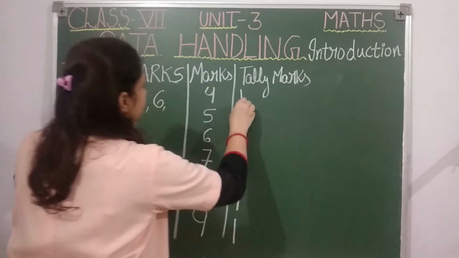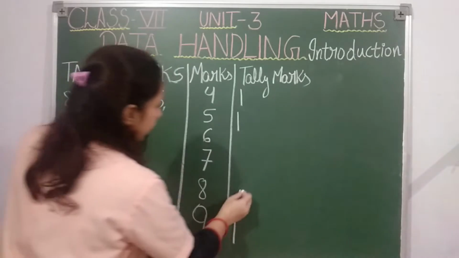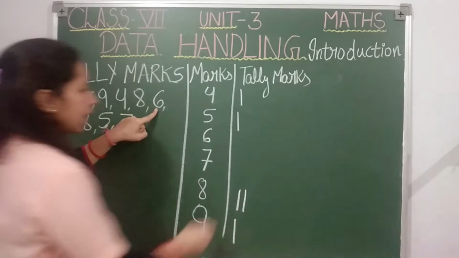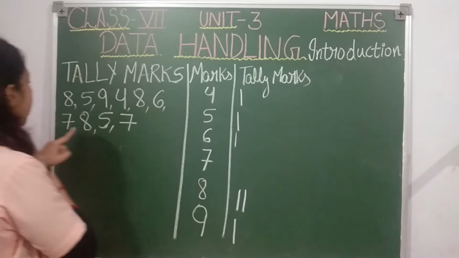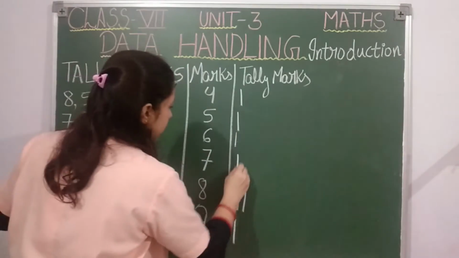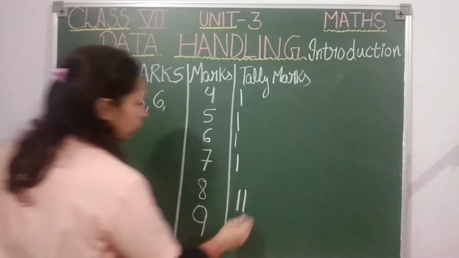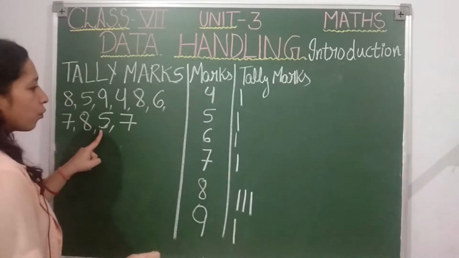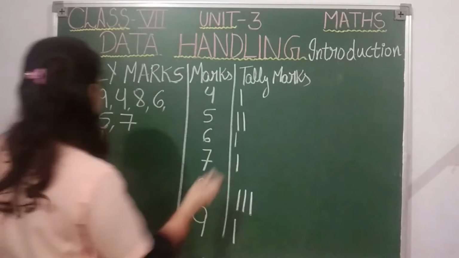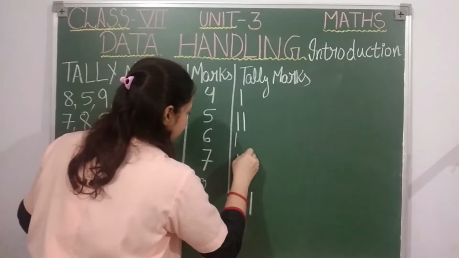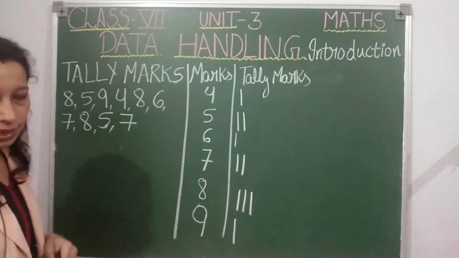4. Again 4 near 8. Then next is 6. Go near 6 and draw one mark. 7. Go near 7, draw one mark. 8. Go near 8, draw one mark. 5. Go and draw one mark, and at last 7. See students, these are our telemarks.